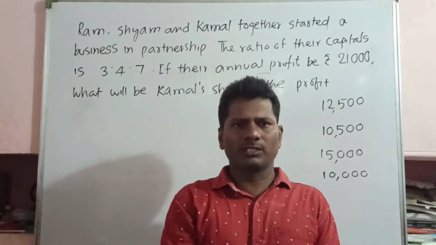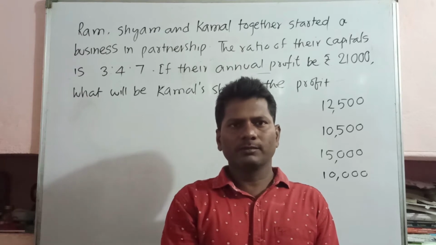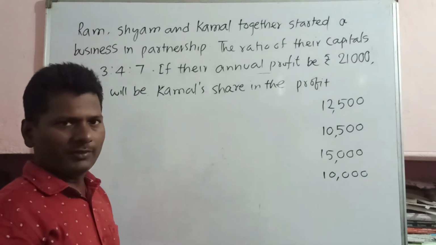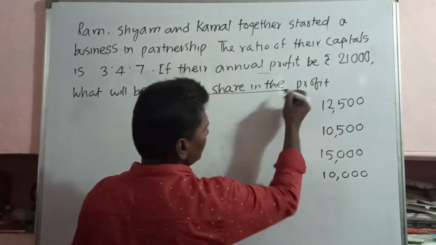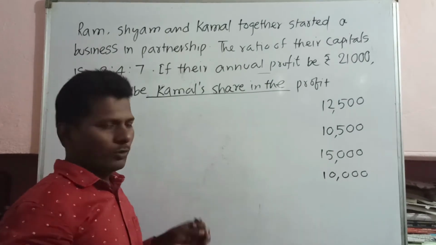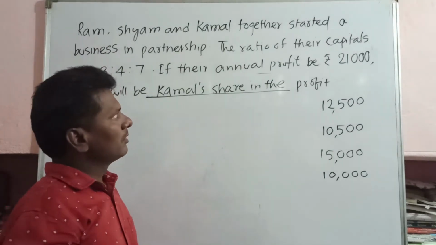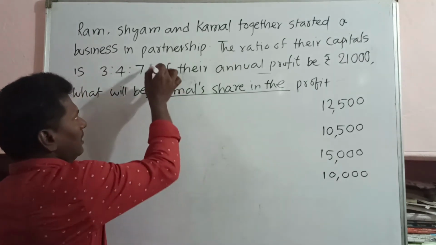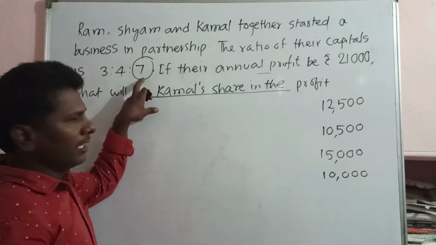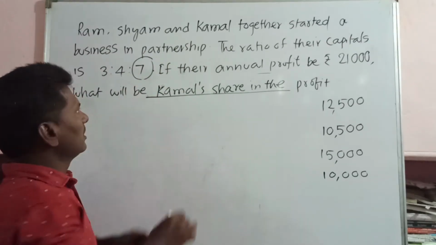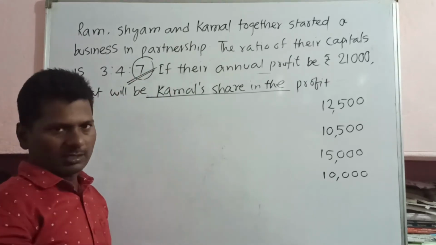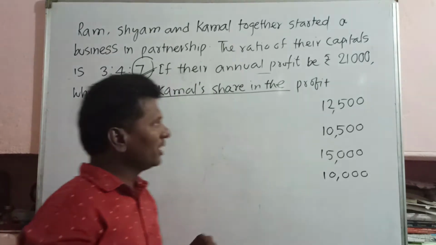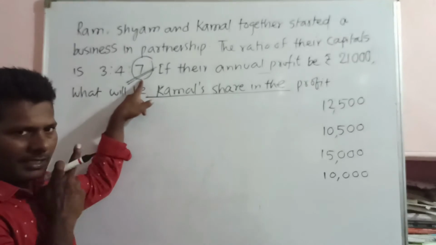Let us solve this same question within seconds using one single number. First read the last line of the question, that is Kamal's share in the profit. To find out Kamal's profit, we require only Kamal's number, Kamal's investment. So Kamal's investment is 7. Here it is given Kamal's number 7. So using this clue you can get answer. Now go to the options. Option must be divisible by 7. That will be our correct answer.